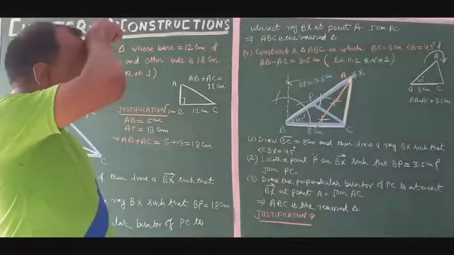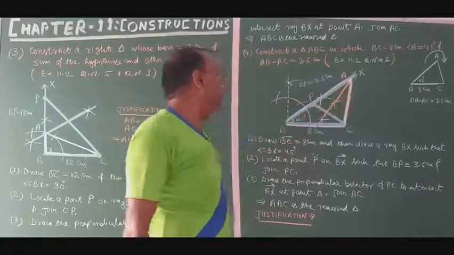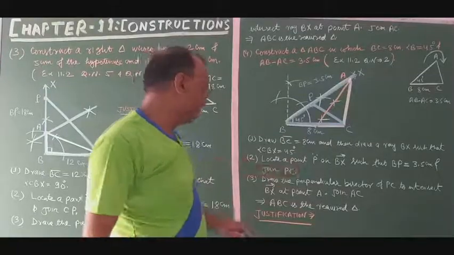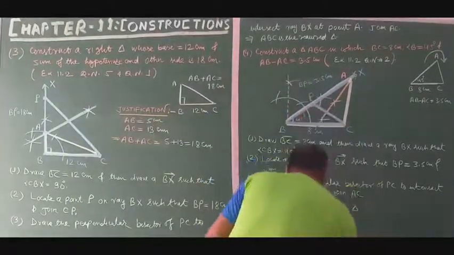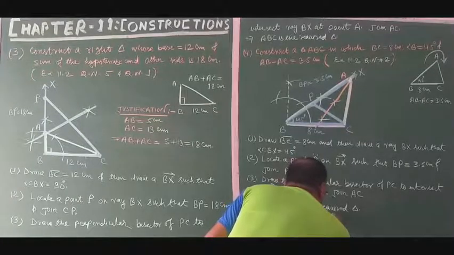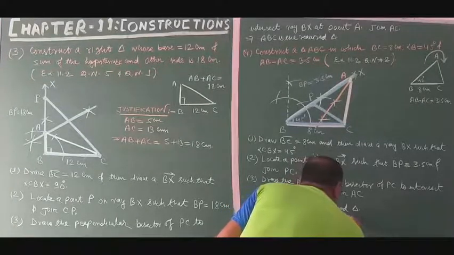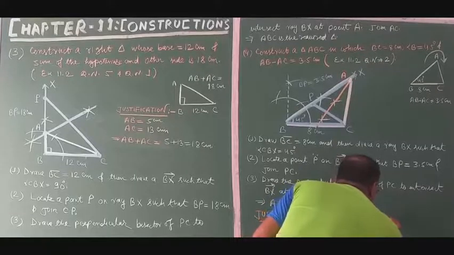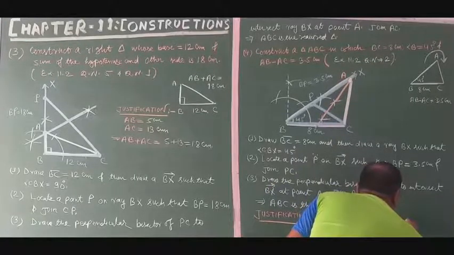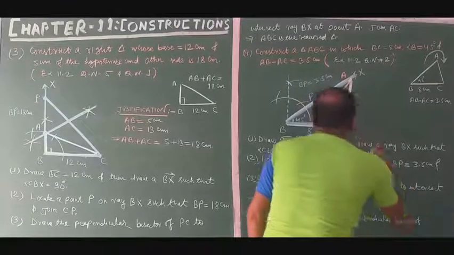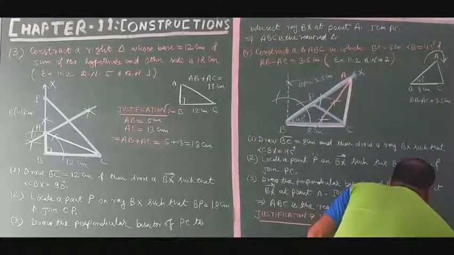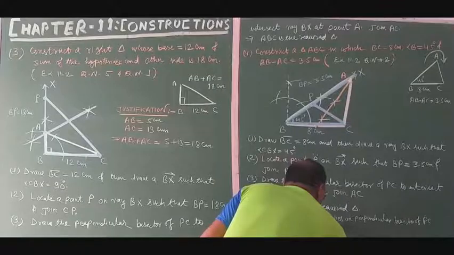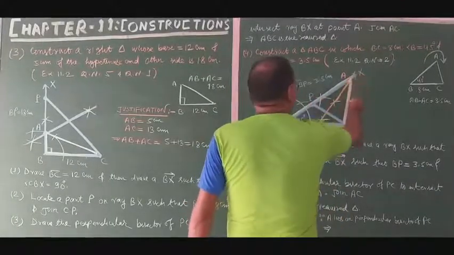Just look here. Since this point A lies on the perpendicular bisector of PC, therefore what will happen? This AP will be equal to AC.